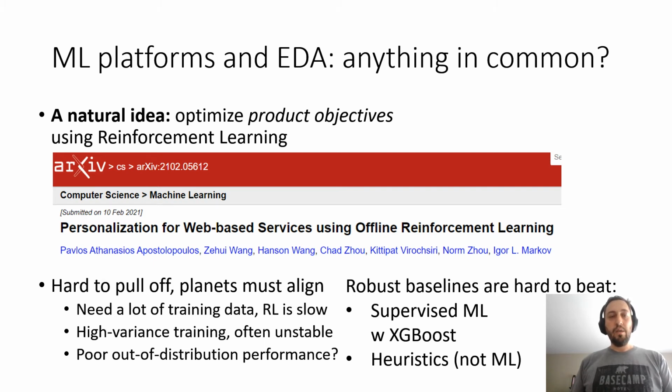We found that reinforcement learning is inherently difficult to use. It needs a lot of training data, is slow and fragile, and often exhibits poor out-of-distribution performance if you are not careful. Even when it works, as in our case, it works in production, more conventional, robust baselines get close and in many cases do better.